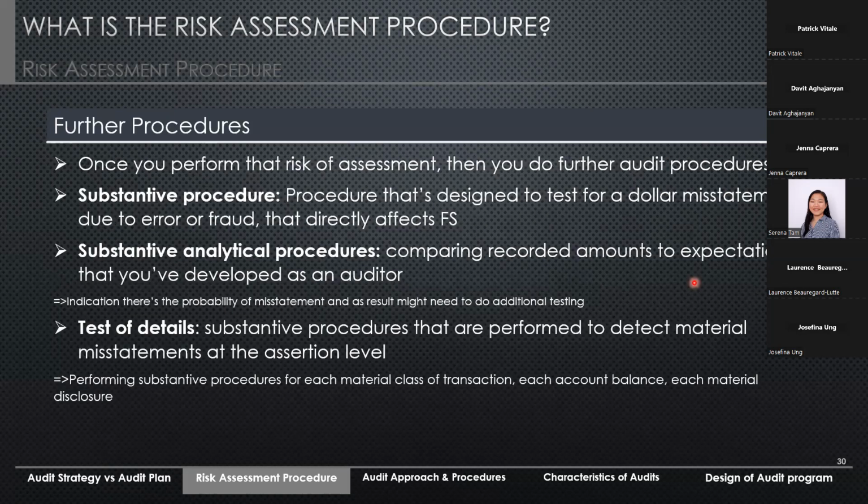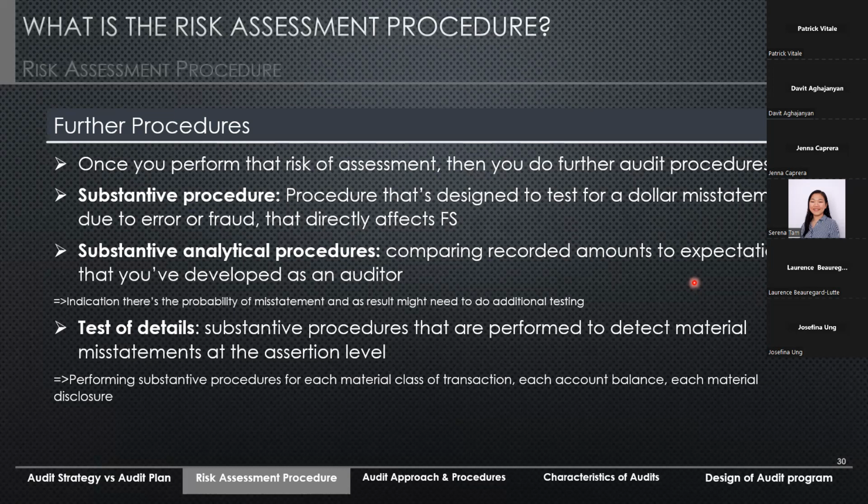Further procedures. Okay, so once you perform the risk assessment, then you do further audit procedures. You have the substantive procedures, right? So now we're really looking more at the assertion level, not the overall. Procedures are designed to test for a dollar misstatement due to error or fraud that directly affects the financial statement. So when I want you to think about substantive, it has to do with testing a dollar amount. Okay, that's really the big factor of it.